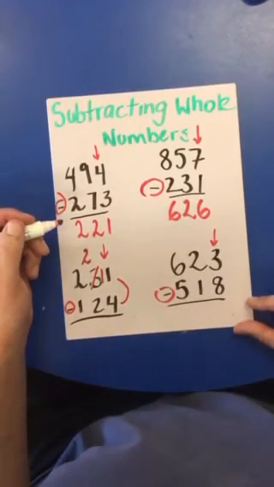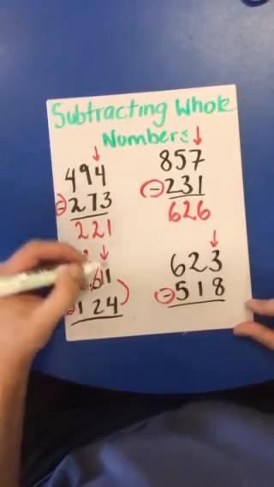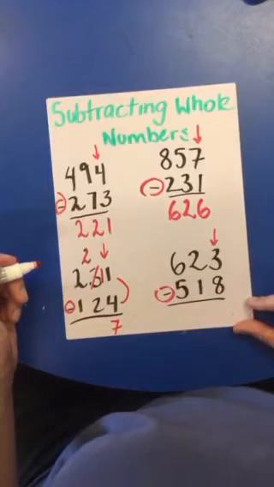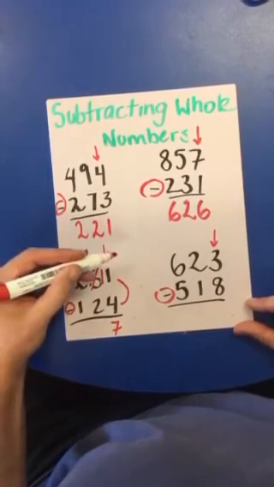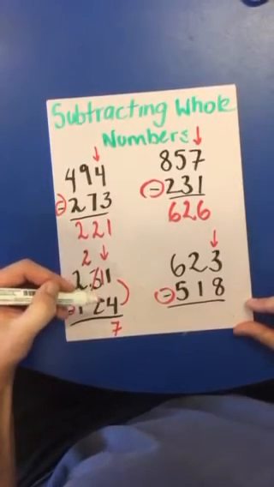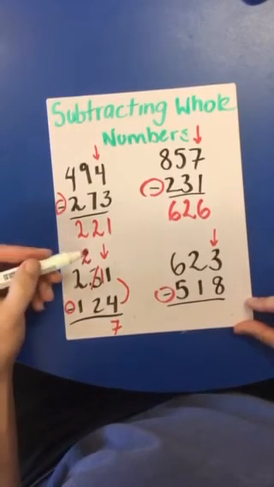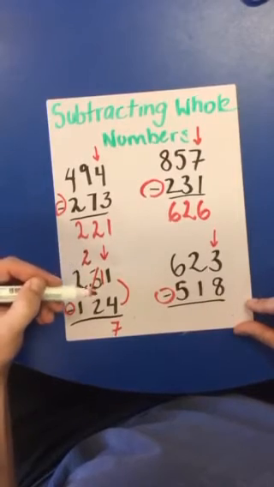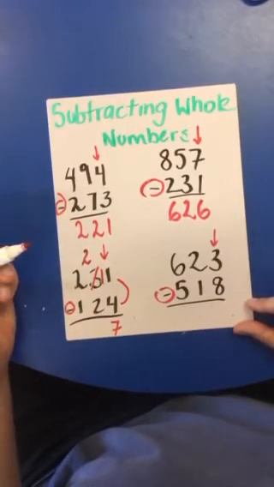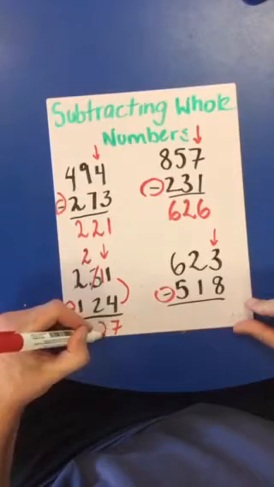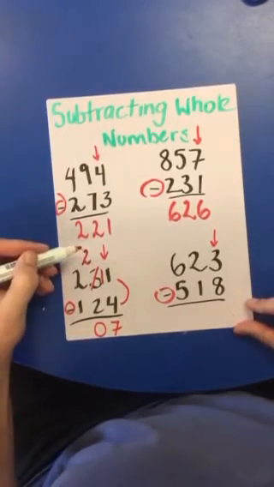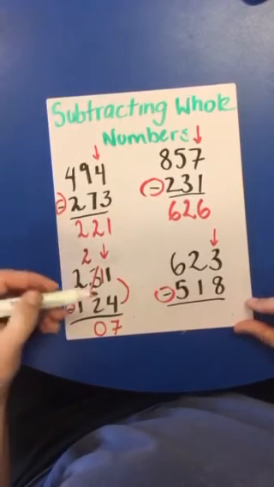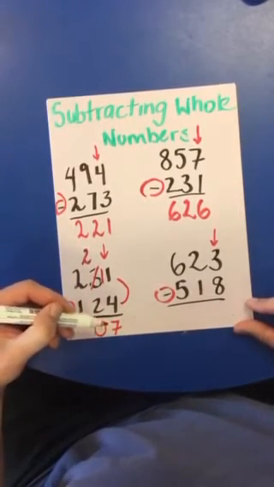So now I've got 11 subtract 4. I started with 11 and I took 4 away from it. In the tens column now, 2 subtract 2 equals, so I had 2 tens and I took away 2 tens, and that leaves me with how many tens? 0 tens.